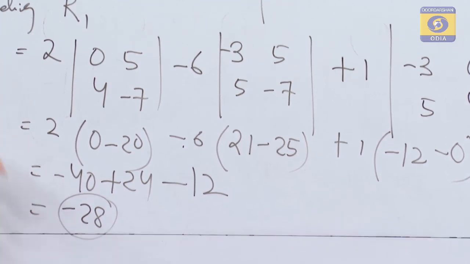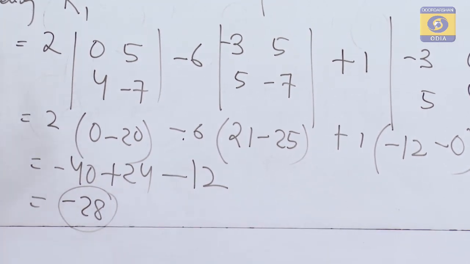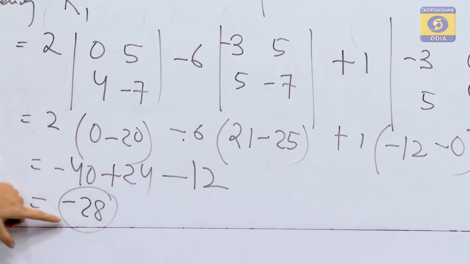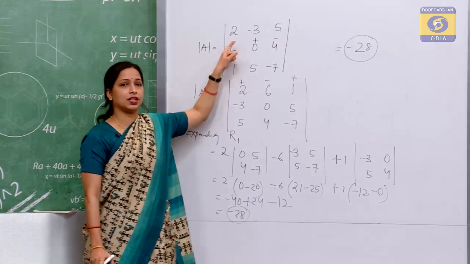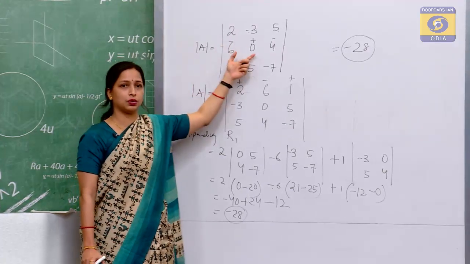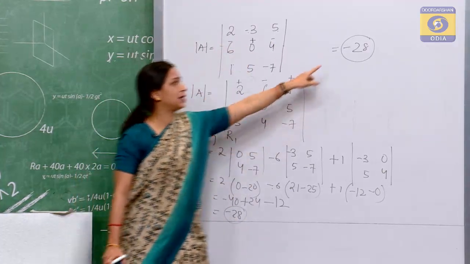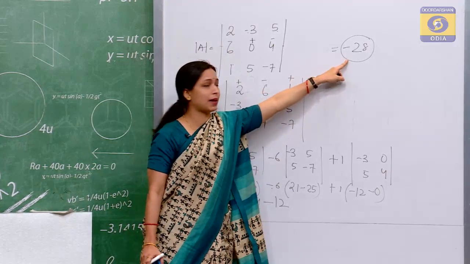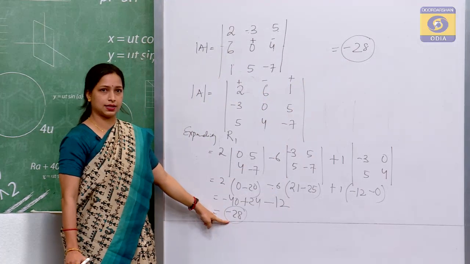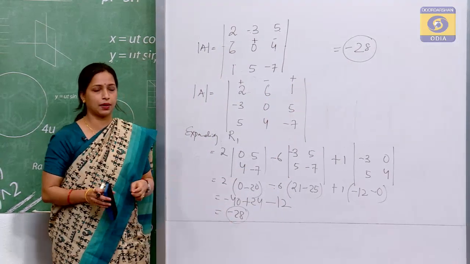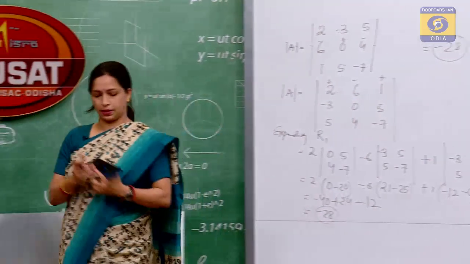So, if it is an order 2 determinant or an order 3 determinant, the property remains true that if we interchange the rows into columns or the columns into rows, the value will remain the same. So, earlier also we found the value was minus 28. So, here also after interchanging the value remains the same, right. So, hence we prove property 1. Now, let us go to the next property.